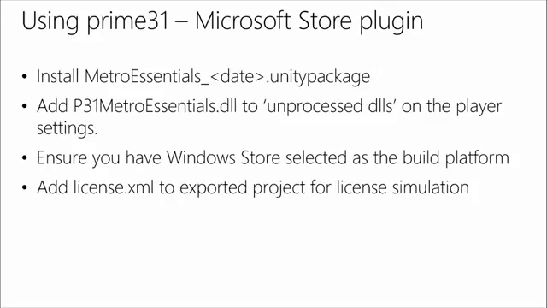All right. I just want to point out, you don't have to use a plugin, but to me, I can drop it in my project. It makes it quite a bit easier for me to use, and it's free. So let's talk about it. Okay. In this case, we're going to bring in the Metro Essentials Unity package. And again, we also need P31 Metro Essentials added to the unprocessed DLLs. So we've looked at that now twice, one for the Azure one and one for the Metro Essentials. So it seems like the same song and dance each time. That's right. Sure, you have Windows Store selected as the build.